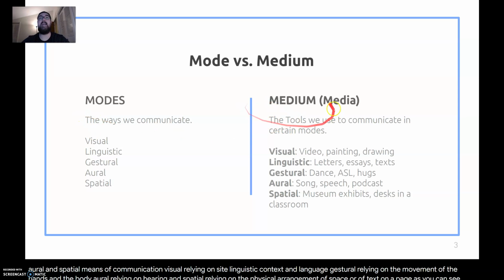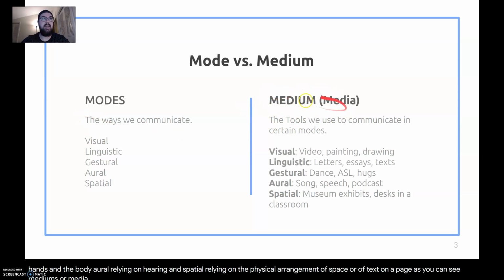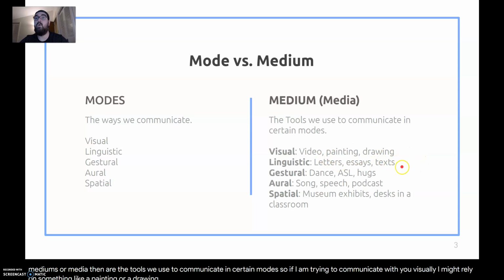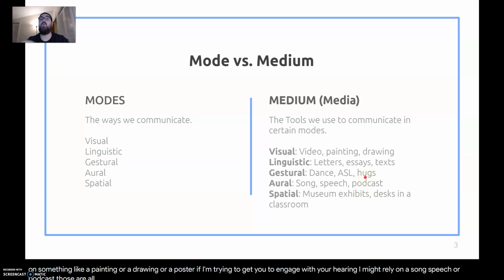Mediums, or media, then, are the tools we use to communicate in certain modes. So if I'm trying to communicate with you visually, I might rely on something like a painting, or a drawing, or a poster. If I'm trying to get you to engage with your hearing, I might rely on a song, speech, or podcast. Those are all tools we use to communicate in certain ways.